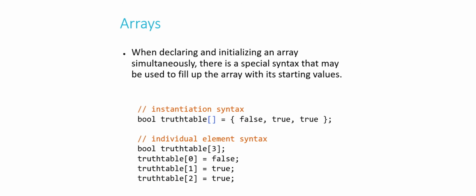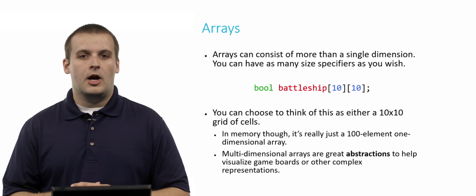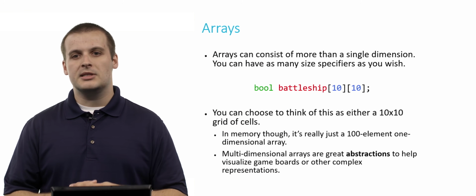Here, it doesn't look like too much has changed, but notice that in between the square brackets this time, I've actually omitted the number. If you're using this very special instantiation syntax to create an array, you actually don't need to indicate the size of the array beforehand. The compiler is smart enough to know that you actually want an array of size 3 because you put 3 elements to the right of the equal sign. If you had put 4, it would have given you a truth table of size 4, and so on and so on. Arrays are not restricted to a single dimension, which is pretty cool.